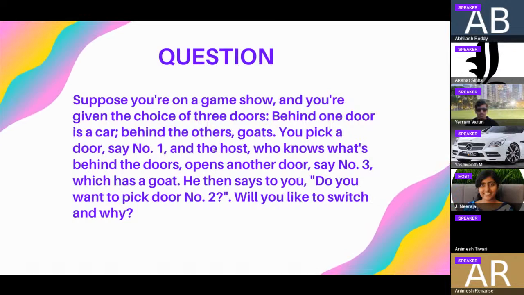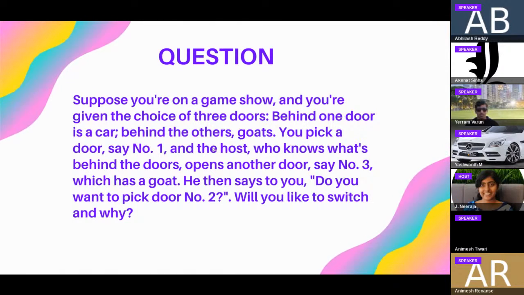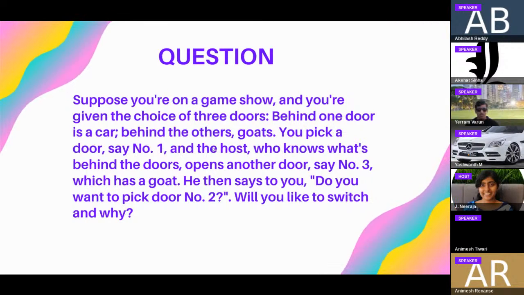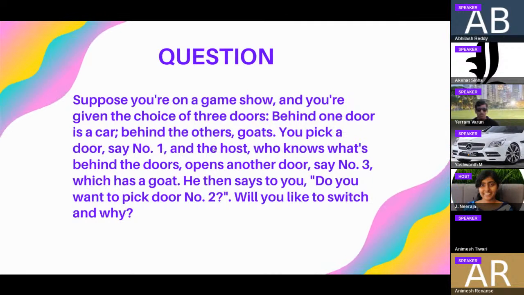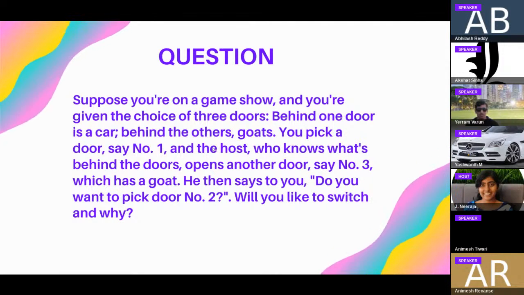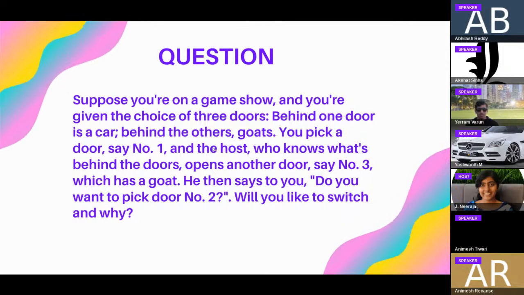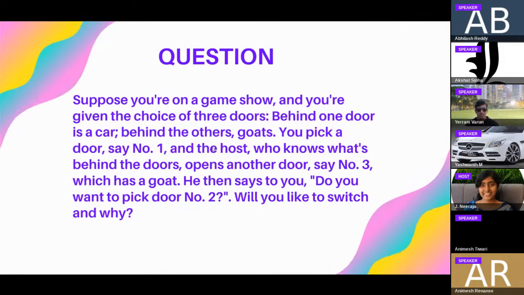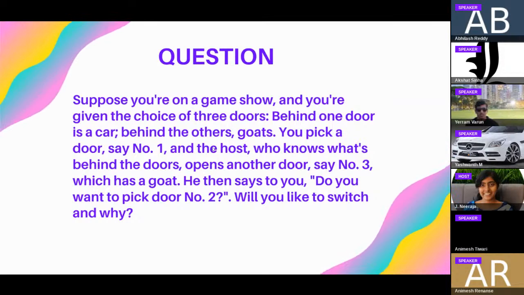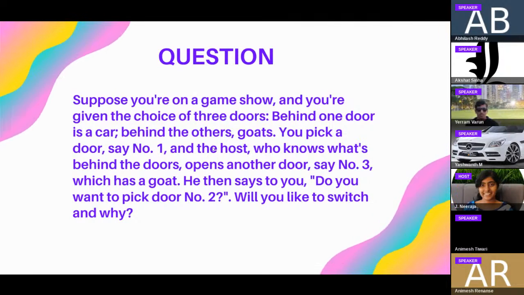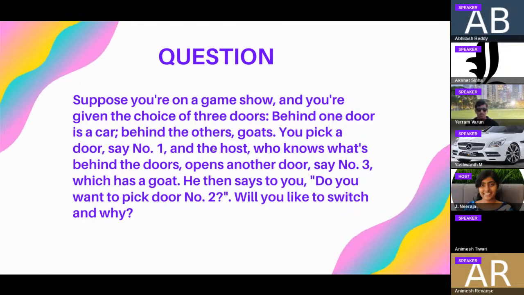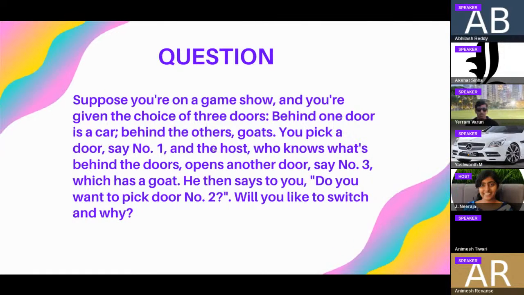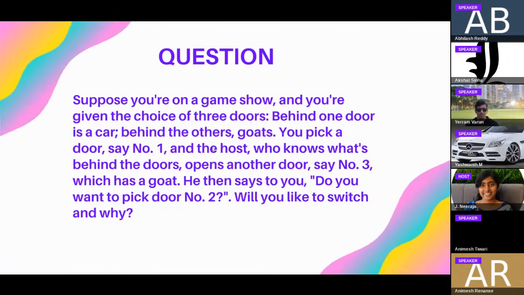So you pick a door, let's say number one, and the host, who knows what's behind the doors, opens another door, say number three, which has a goat. He then says to you, do you want to pick door number two? Would you like to switch, and why? So give the answer. I'm getting some answers. You might want to explain why.